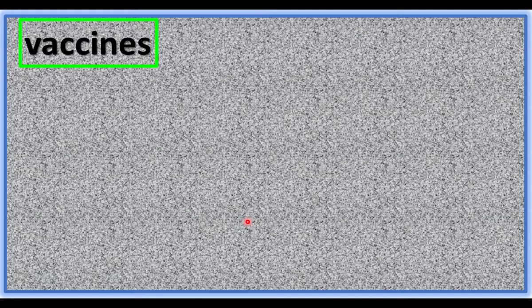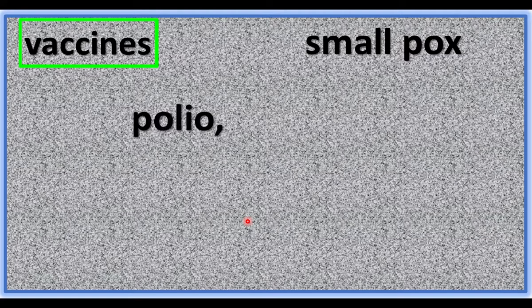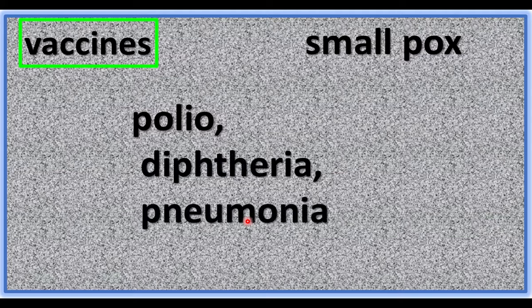By means of improvement in science and technology, nowadays vaccines are used in immunization programs. These vaccines eradicated smallpox. Smallpox was eradicated in India by means of immunization programs. Because of vaccination, diseases like polio, diphtheria, pneumonia, and tetanus have been very much reduced.